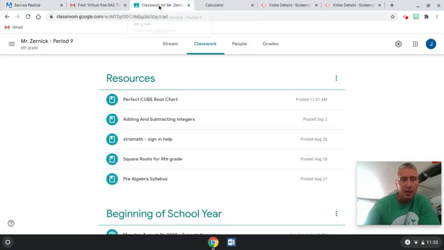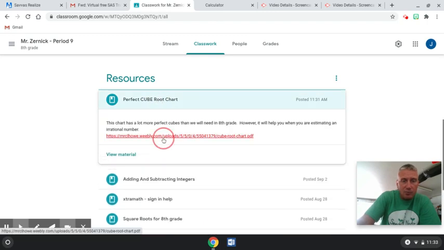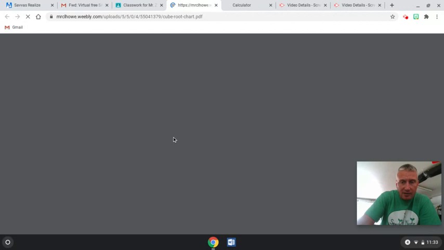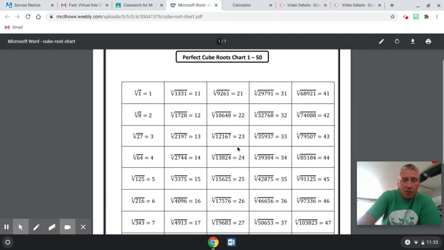So I'm going to open up. If I go to classwork here, I see the perfect cube root chart, which is right here, and it has a website that I can go to get me that chart. Here is the chart. You may want to have this chart opened whenever you do this.